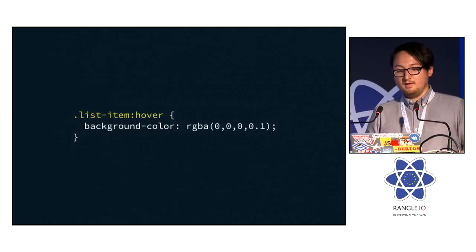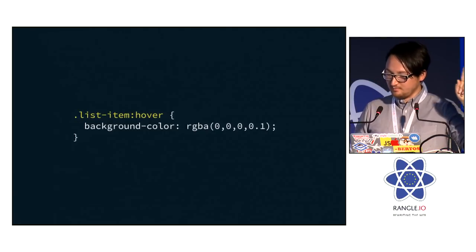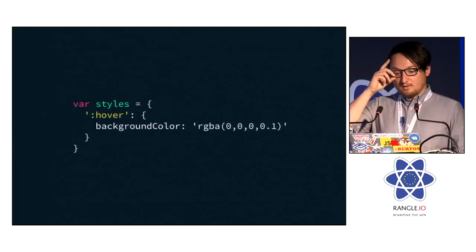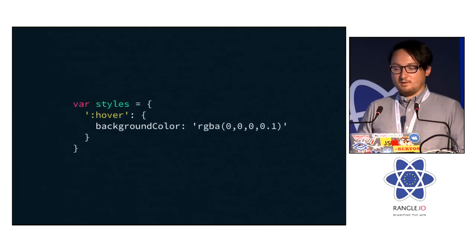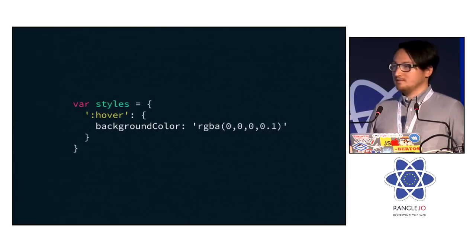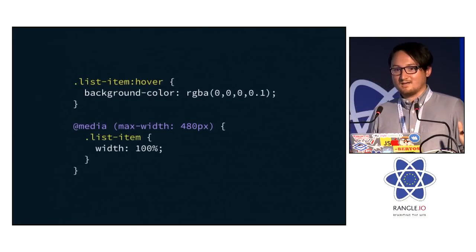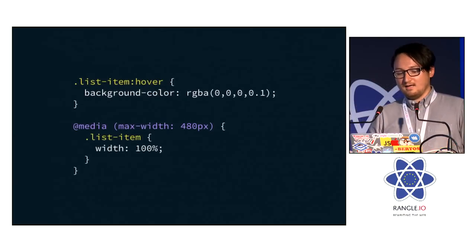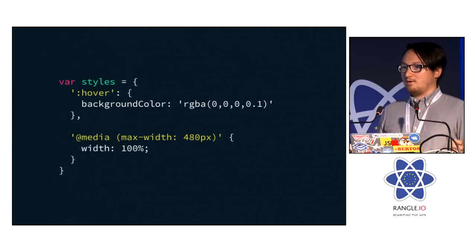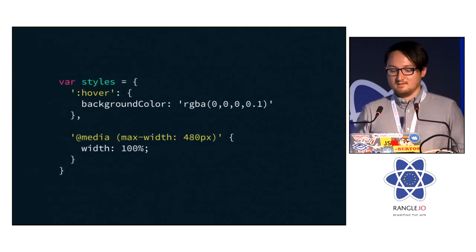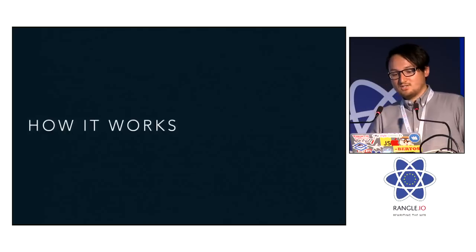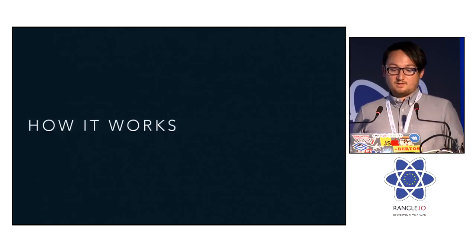So how does this look in Radium? We have our hover again, delightfully simple. And this is what it looks like as a JavaScript variable. Again, delightfully simple. That was easy, right? So let's add media queries. This is going to suck, right? So we have a media query, and again, wow, that's surprisingly simple. It's lovely. How this works is actually pretty great.